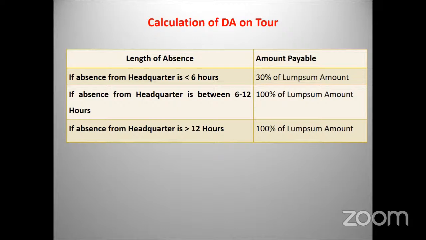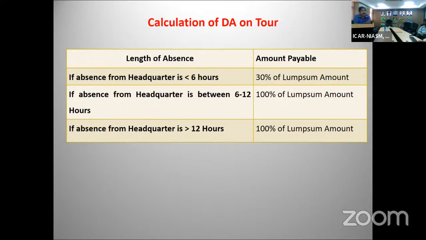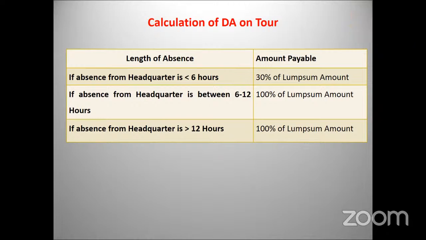Hello, sir. I think the DA calculation starts from when the train starts from the railway station, right? If you go by the TA rules in the book, it is there, but absence from headquarter is generally taken. Okay, thank you, sir.